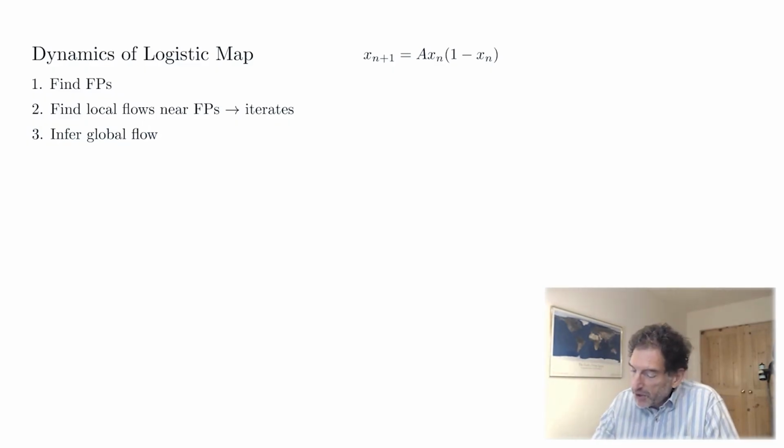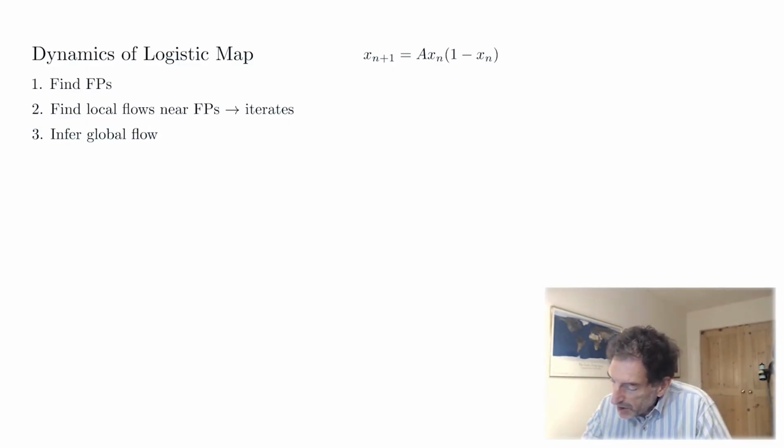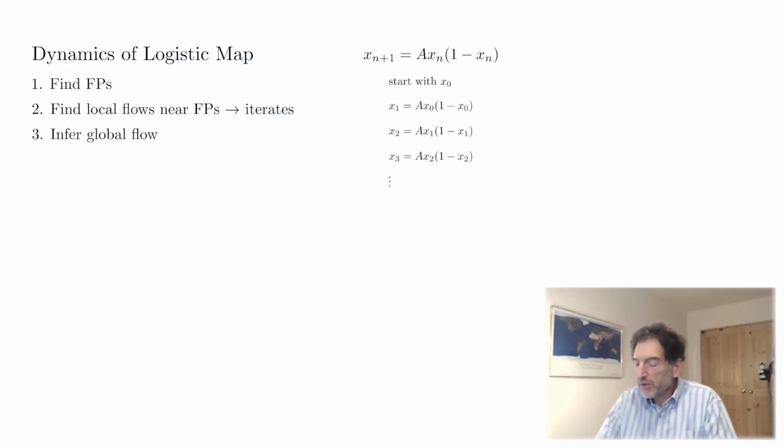So as mentioned here with the iterates, what we're doing is that we start with x_0, then we find x_1, which is equal to a x_0 (1 - x_0), then x_2 is equal to a x_1 (1 - x_1), x_3 is equal to a x_2 (1 - x_2), and so on. And we just continue this and then try and infer the dynamical behavior. So let's look at the behavior in two simple cases.